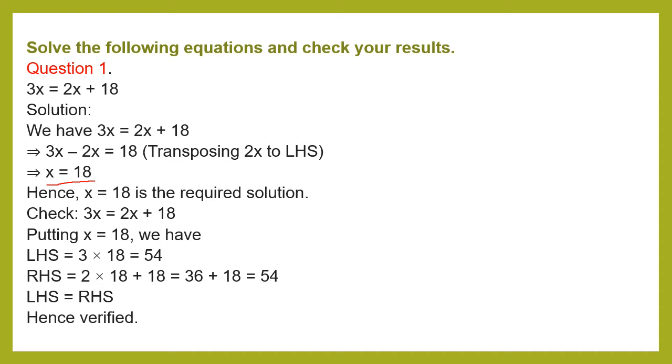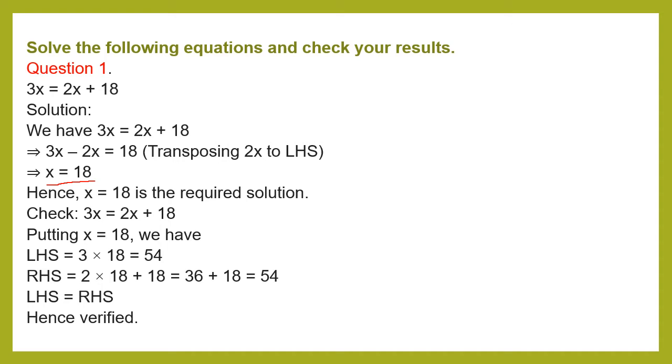To check this, let us take the equation as it is, 3x equals 2x plus 18. Then put the x value 18 in both sides of the equation. Let us take the LHS. LHS is 3x. 3x means 3 into the x value, which is 18. So 3 into 18. 18 3s are 54. So the LHS becomes 54.